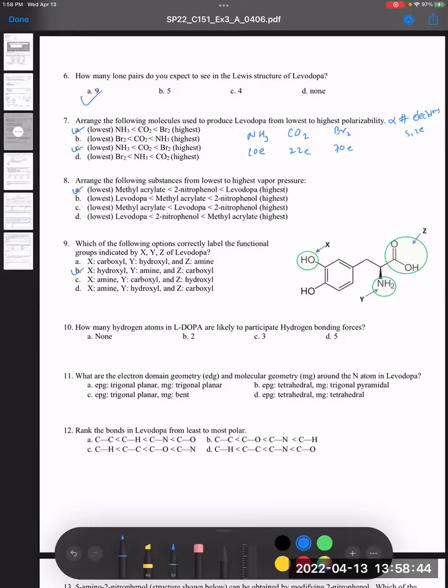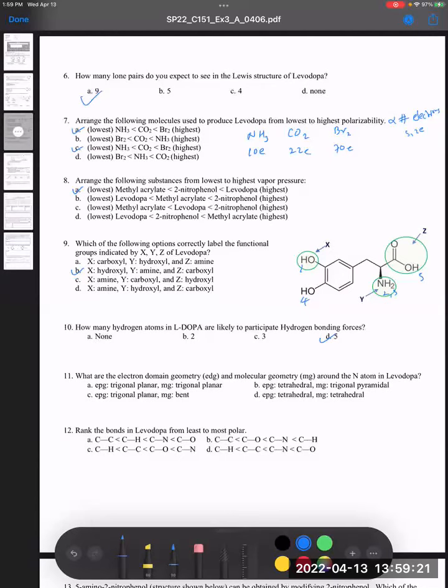Question 10, how many hydrogen atoms in levodopa are likely to participate in hydrogen bonding forces? So we have 1, we have 2, 3, okay, 4, and 5. 5 hydrogen atoms will likely participate in hydrogen bonding interactions in levodopa. Therefore, the correct answer is option D.